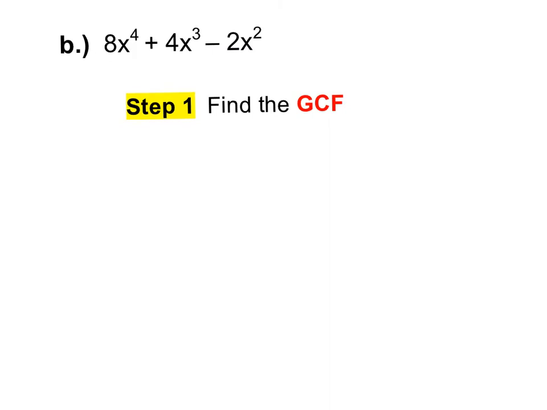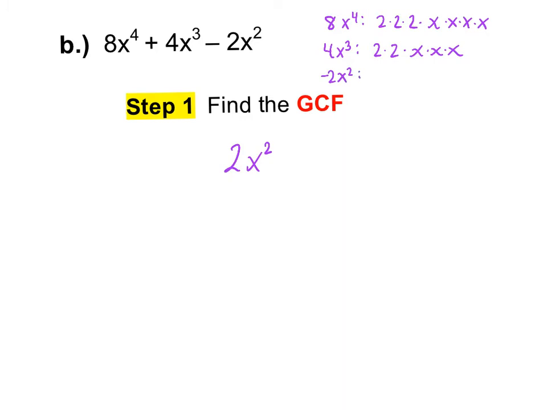Okay, here's another example. So the first thing I would do is find the GCF. Well, I can see that all of these can be divided by 2x squared. So I might just know right away that it's 2x squared, but if you don't know that, you write out each one. So 8x to the 4th, well, 8 is 2 times 2 times 2, and x to the 4th is x times x times x times x. For 4x to the 3rd, well, 4 is 2 times 2, and x to the 3rd is x times x times x. And then for negative 2x squared, anytime you have a negative, it's a negative 1 times the other. So negative 1 times 2, and then x squared is x times x.